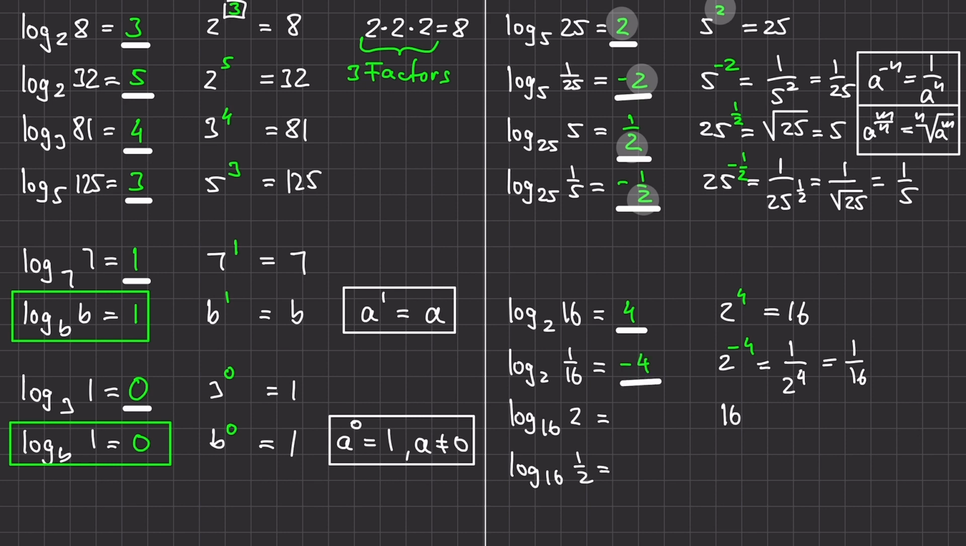16 raised to 1/4 can be written as the 4th root of 16, which is 2. So log base 16 of 2 equals 1/4. And 16 raised to negative 1/4 equals 1 over 16 raised to 1/4, equals 1 over the 4th root of 16, equals 1/2. So log base 16 of 1/2 equals the negative of 1/4.